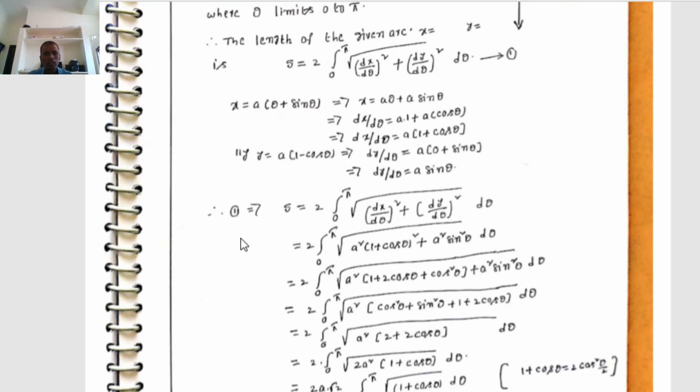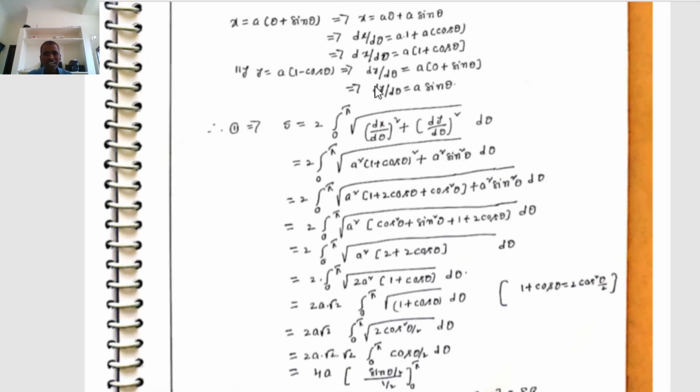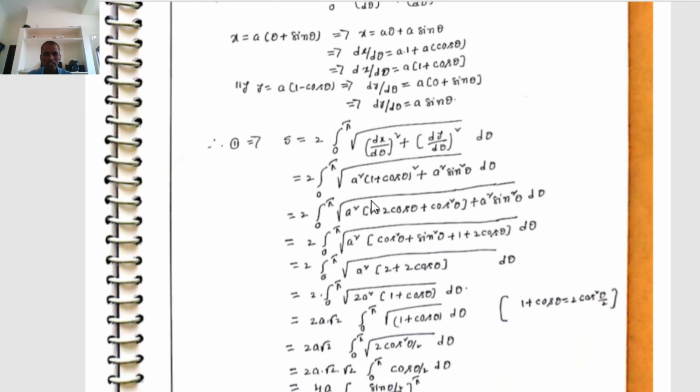Therefore s equals 2 into integration 0 to 5 square root of (dx by d theta) square plus (dy by d theta) square into d theta. Here dx by d theta equals a into 1 plus cos theta, so (dx by d theta) square equals a square into (1 plus cos theta) square, plus dy by d theta equals a sin theta, so (dy by d theta) square equals a square sin square theta, into d theta.